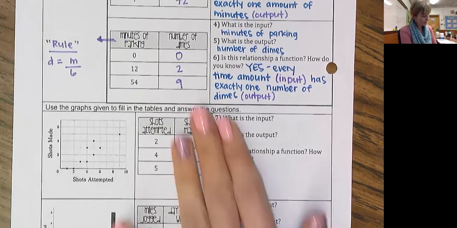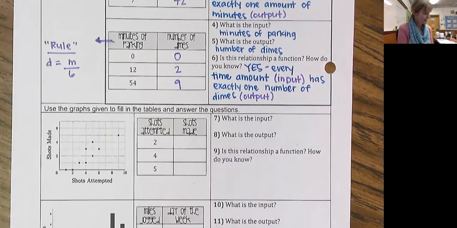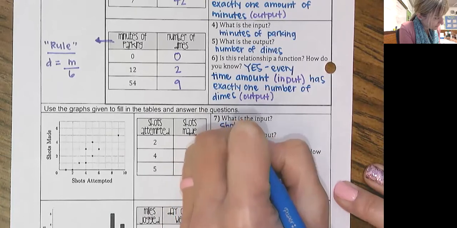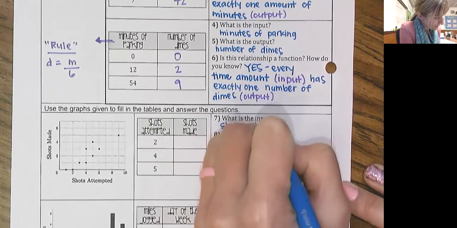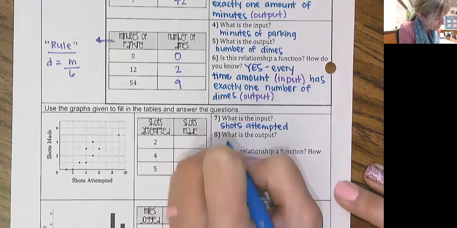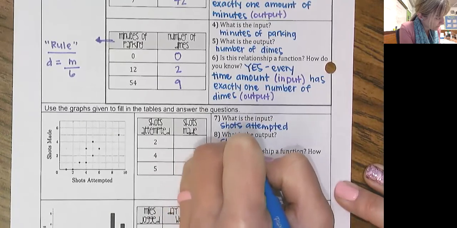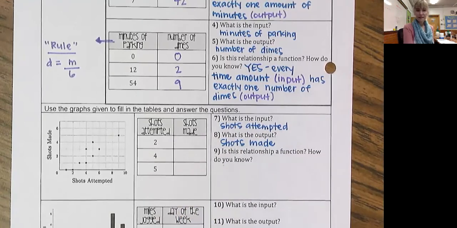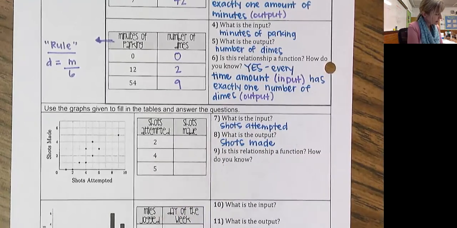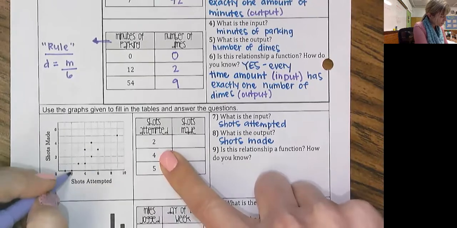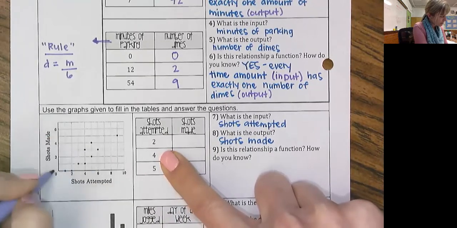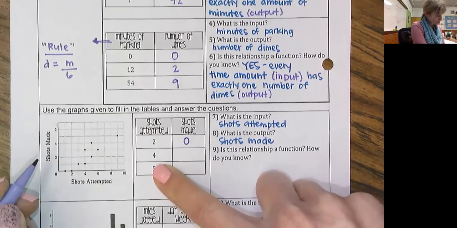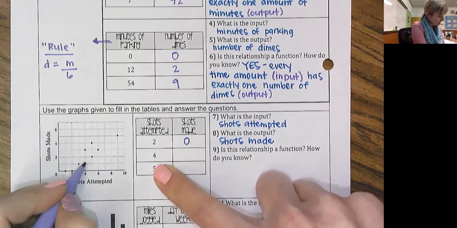Okay, the way they've set up the table here, what is the input? The input is shots attempted, how many you tried, and the output is shots made. Well, can we fill in a table for this? Let's look at our graph. If you attempted 2 shots, follow this up. How many shots did you make? Well, 0. What if you attempted 4 shots? How many shots did you make?